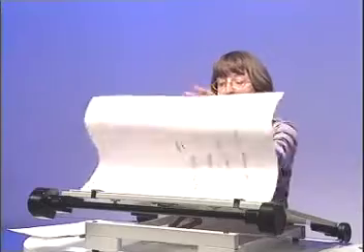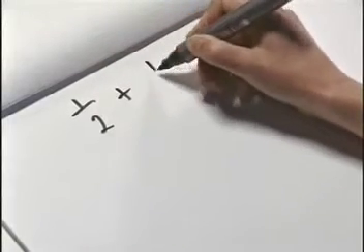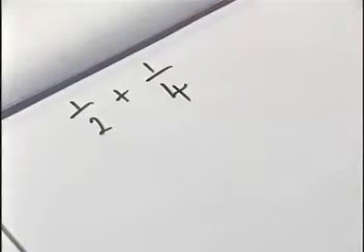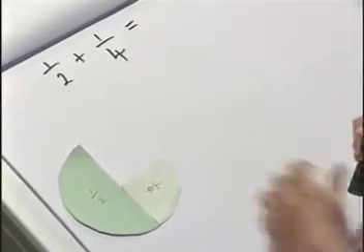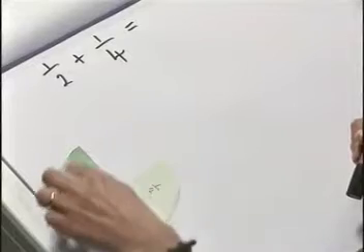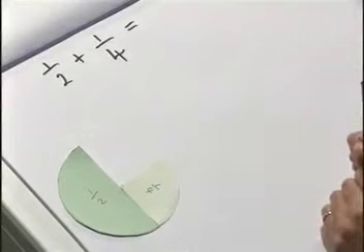Okay, let's look now at what happens when we have fractions where the denominators are not the same. Let's say we have a half plus a quarter. So let's have a look. We have a half plus a quarter. We can add them together, but what do we end up with? How can we describe the fraction that we have?